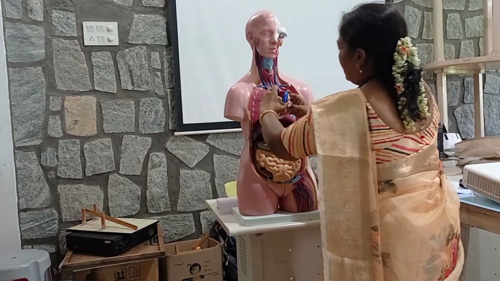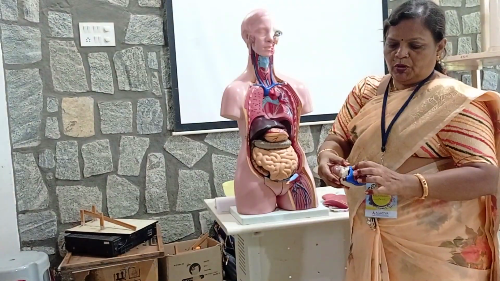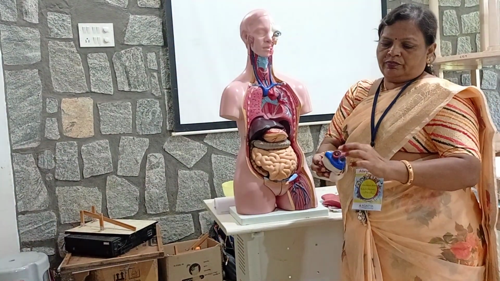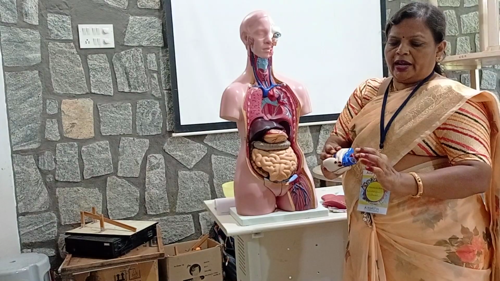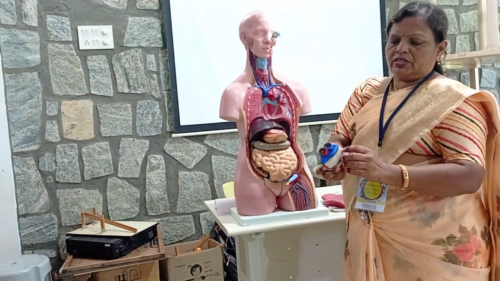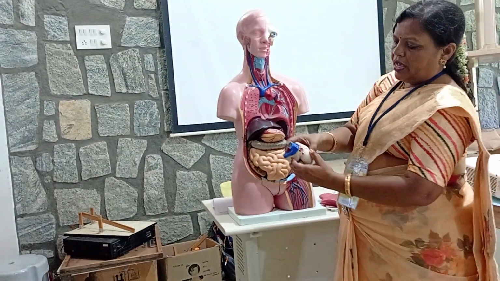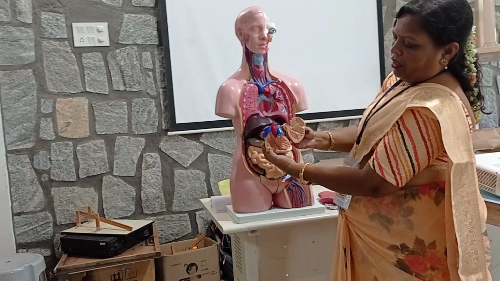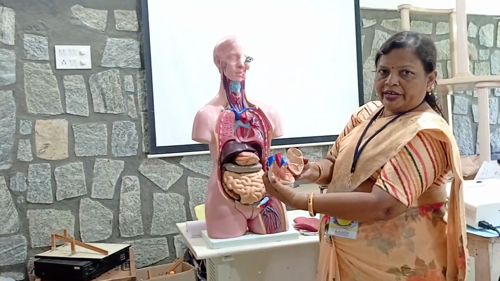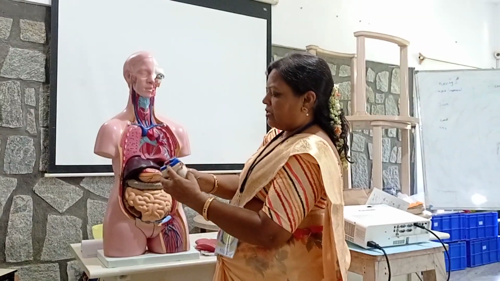If we remove this heart, then you can easily see the blue colored pulmonary arteries, and these are the pulmonary veins. These are the four pulmonary veins, and here the atria and ventricles can easily be seen in this heart.